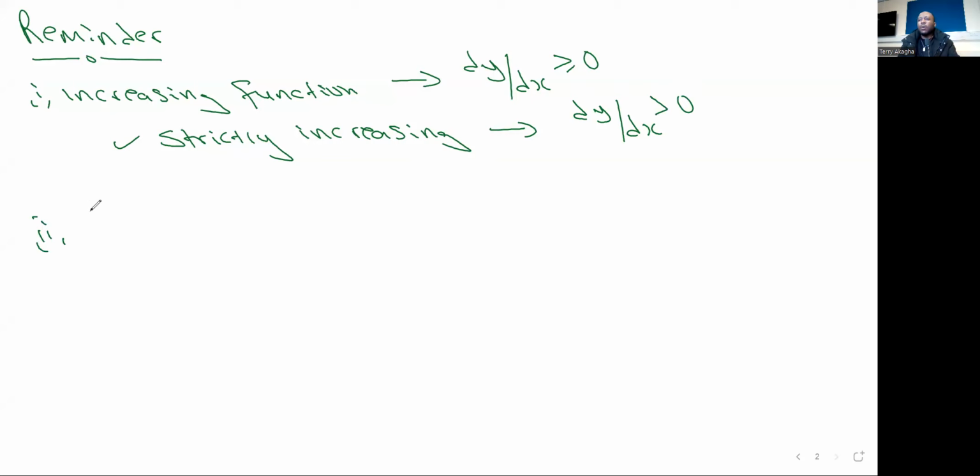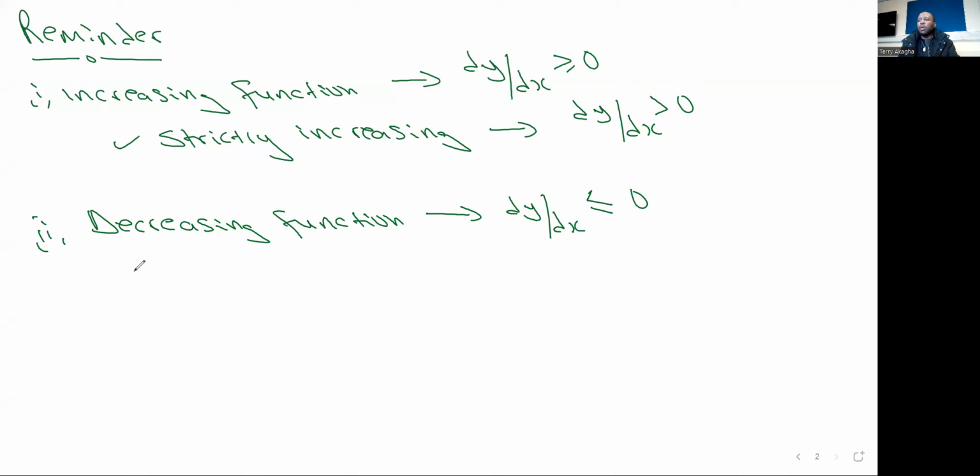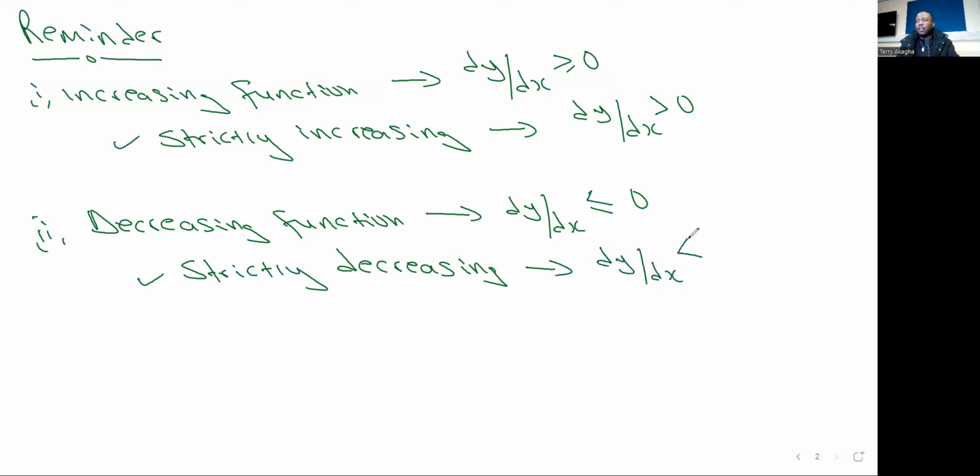And the second one is what we call a decreasing function. For a decreasing function, like I said, dy over dx is less than or equal to what? 0. But when we say strictly decreasing, what we mean is that dy over dx is less than 0. So when it's strictly, it's just less than 0. But when it's just generally a decreasing function, it's less than or equal to 0.